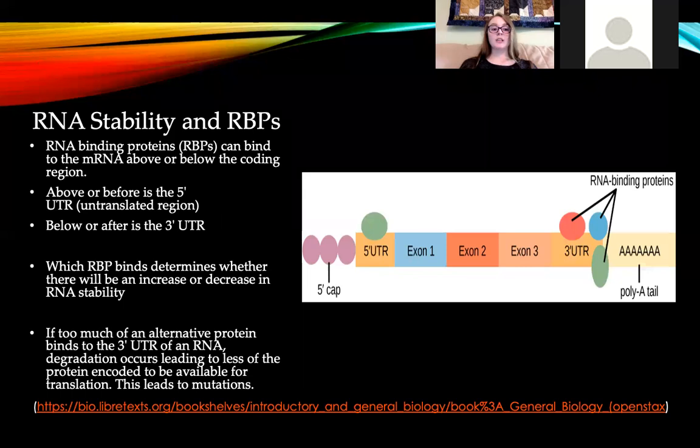Below or after is the 3' UTR. Which RBP binds determines whether there will be an increase or decrease in RNA stability. If too much of an alternative protein binds the 3' UTR of an RNA, degradation occurs, leading to less of the protein encoded in or to be available for translation. And this leads to mutations. And the image on the right, like I said, for the other ones, goes more into detail with an illustration.